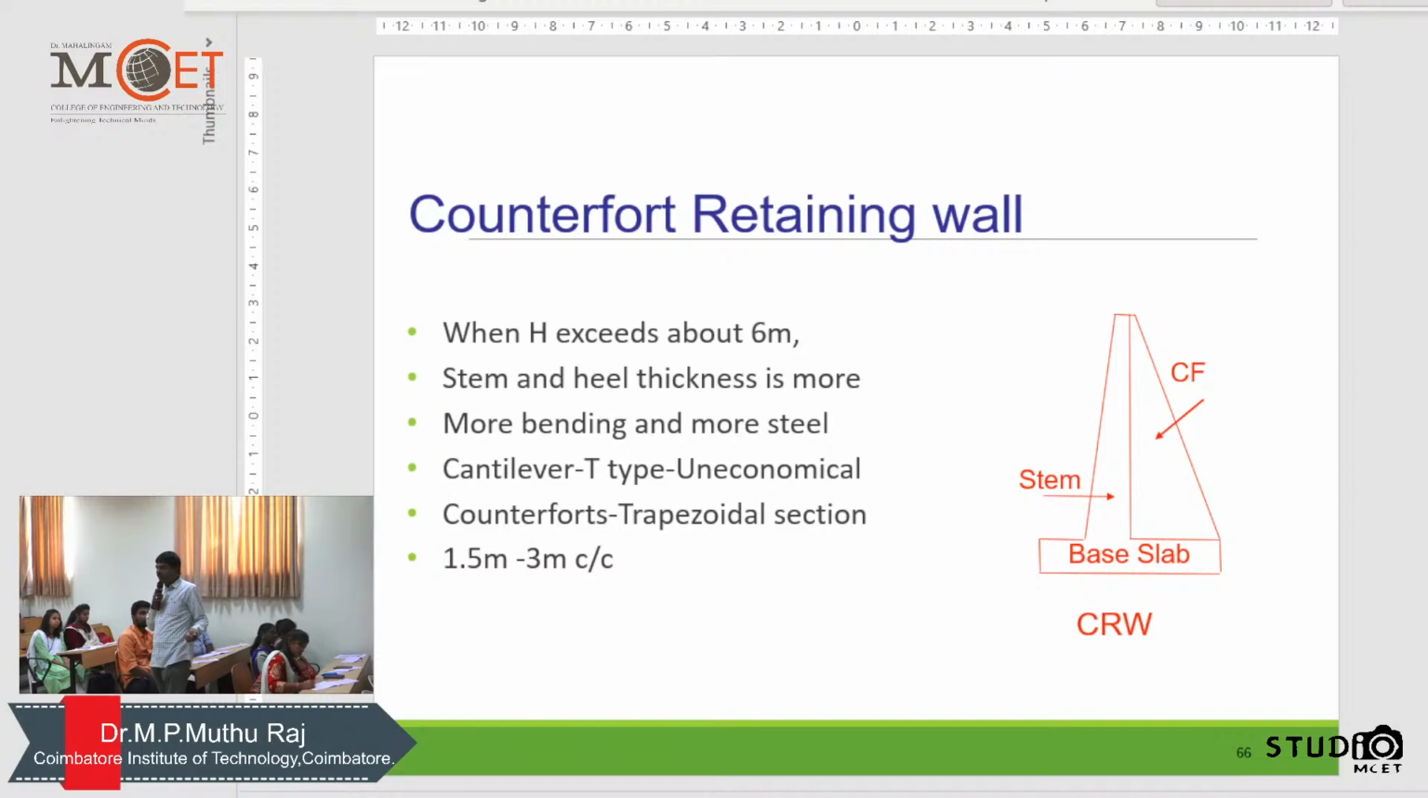Stem will be a continuous slab. Usually in a cantilever retaining wall, the stem is a cantilever, whereas here, the stem is a continuous wall. Counterfort is a beam which is triangularly varying. The sloping side is the tension face. When the sloping side is the tension face, the vertical side will be the compression face. So that's what you have to understand.